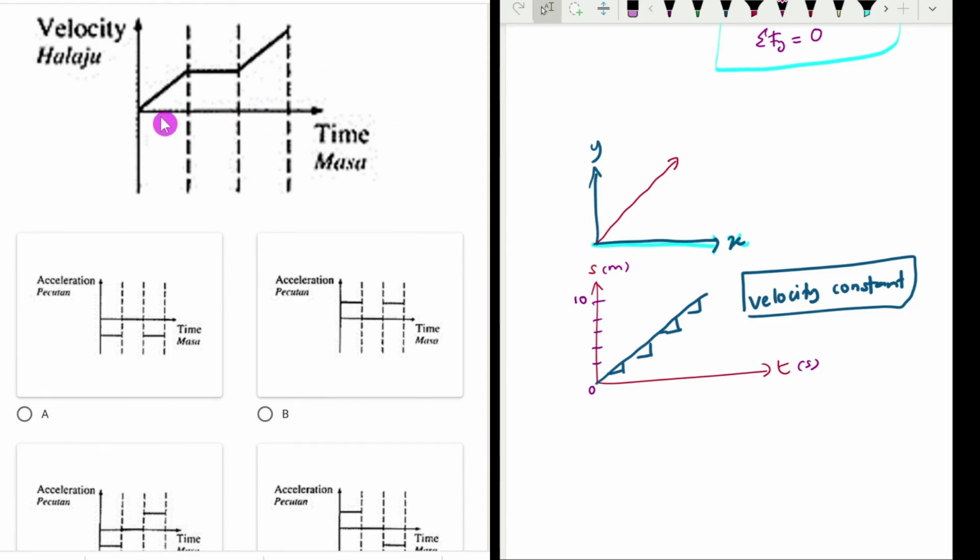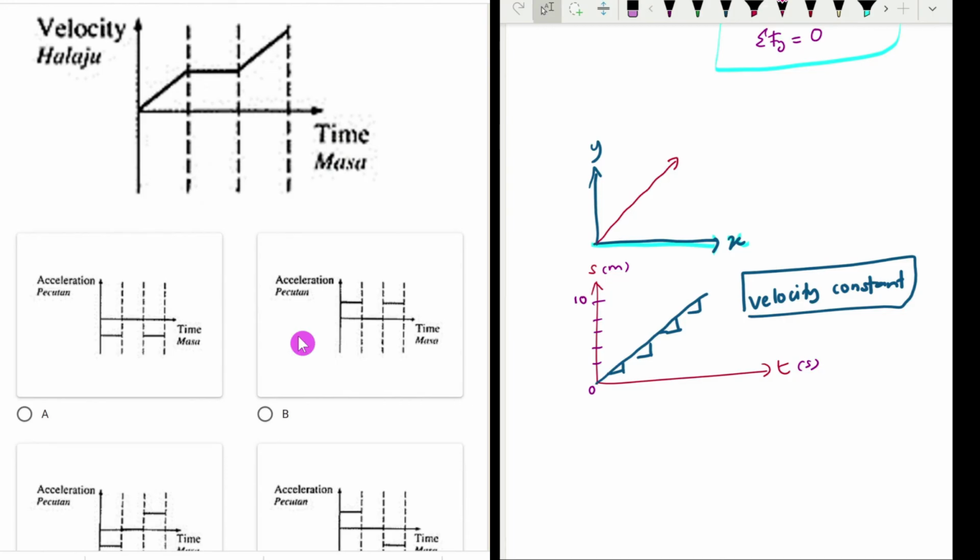So from 0 to here, so positive. Okay, the gradient, kecerunan dia adalah positive. But the gradient is constant, sebab ini adalah straight line graph. So antara A, B, C, D, A dengan C ni dah salah lah. Kenapa? Sebab acceleration dia kat sini negative value, sedangkan gradient dia adalah positive value. Okay? So antara B dengan D lah.